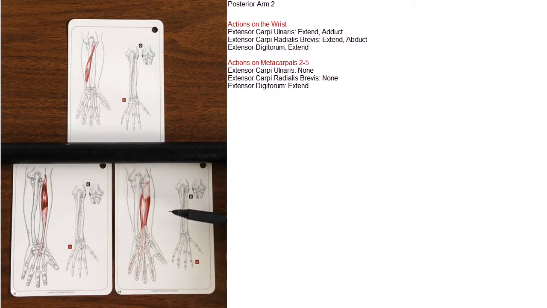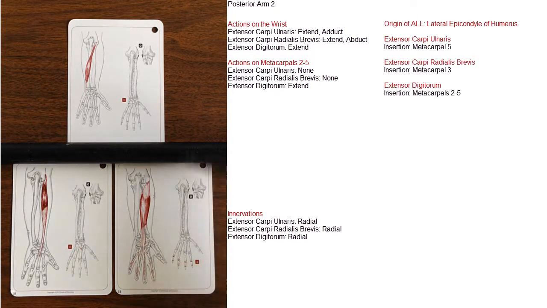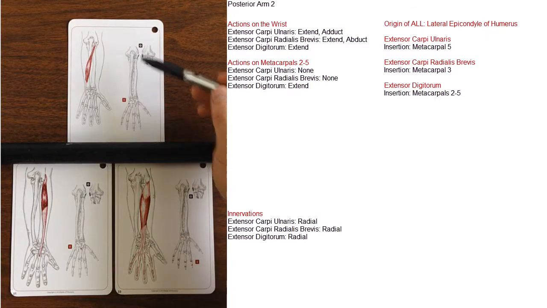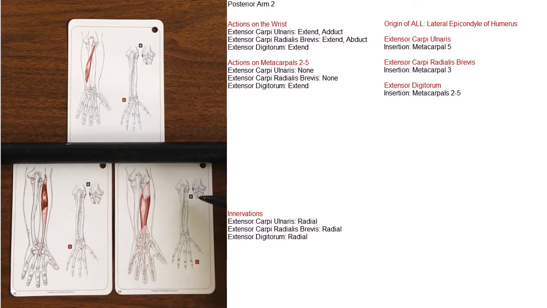Now, the extensor digitorum also has an action upon metacarpals 2 through 5, and it extends those metacarpals. All three are innervated by the radial nerve. The origin of every one of these is on the lateral epicondyle of the humerus. They insert, however, in different places.